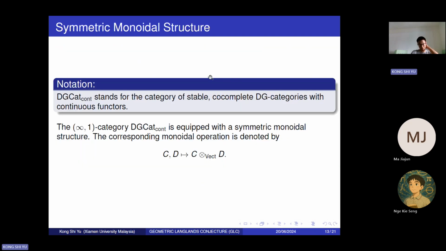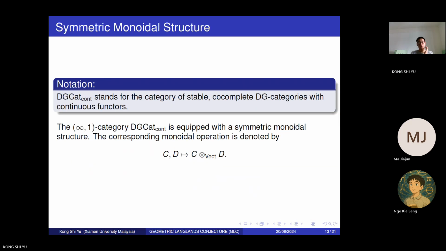What is a symmetric monoidal structure? Basically, it's a category with a structure such that when we take two objects from the category, we can form something like a tensor product over a certain field. But in this case, in GLC, they actually take it to be over the Vect category.